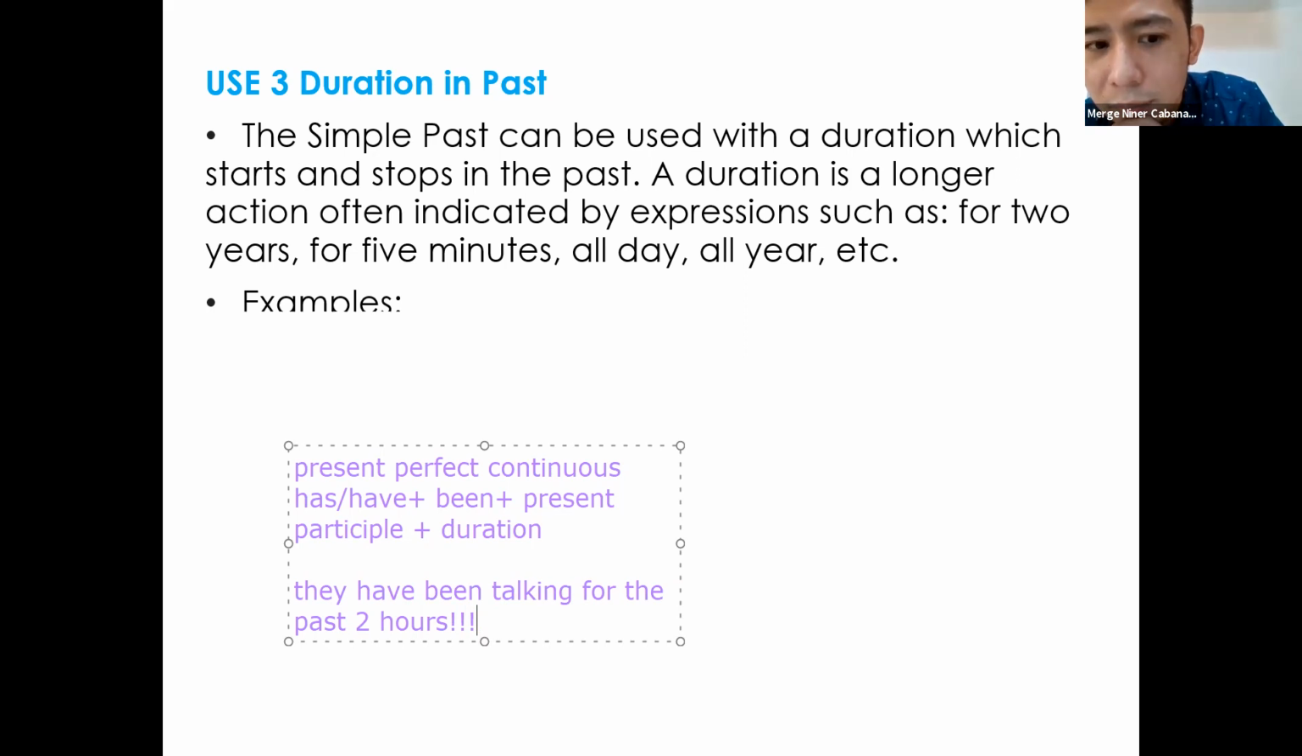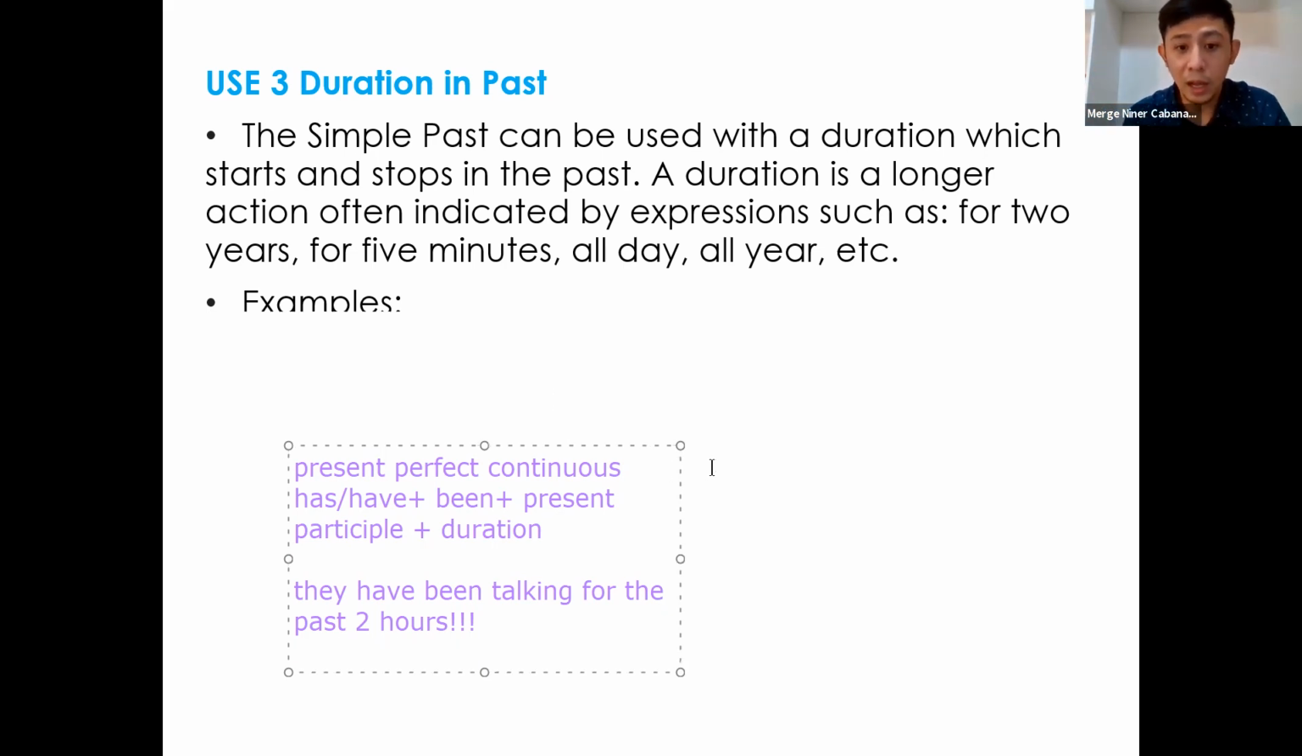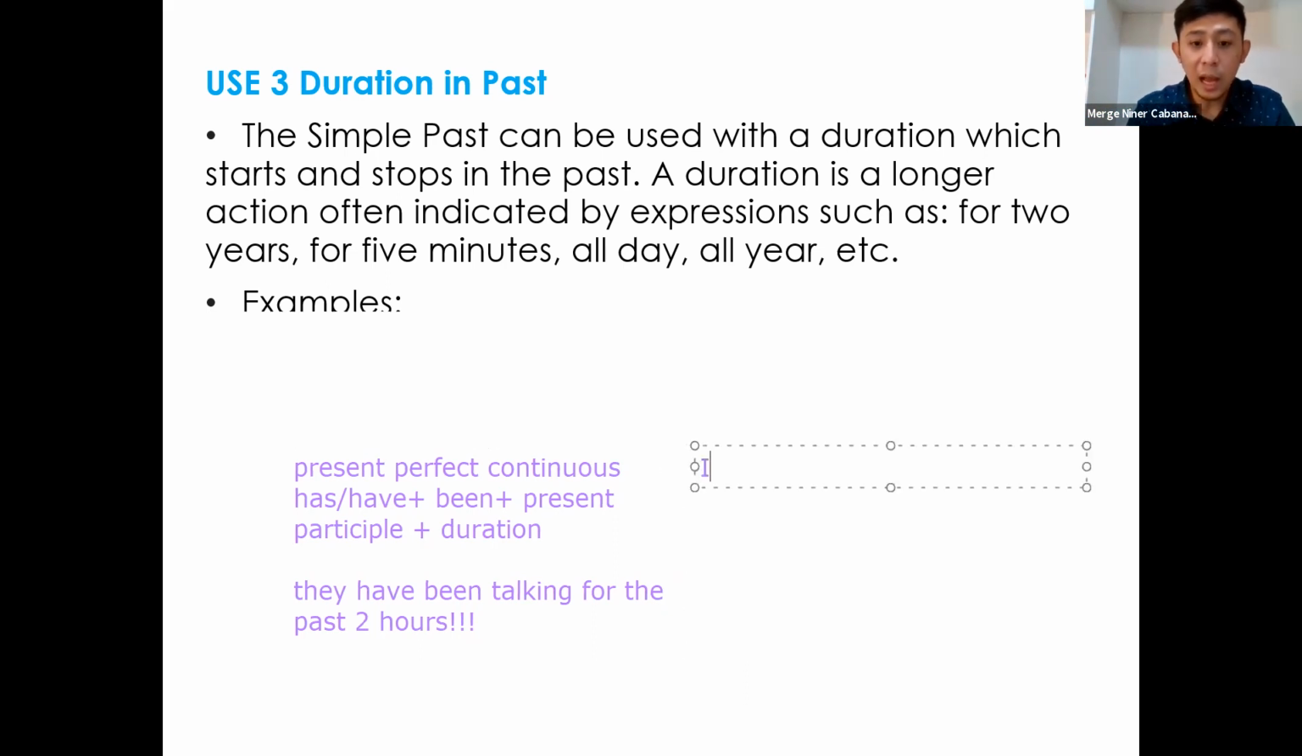But if you're using simple past with a duration, it's okay. Because the action started in the past and the action duration also finished in the past. For example, I baked this cake for 2 hours.